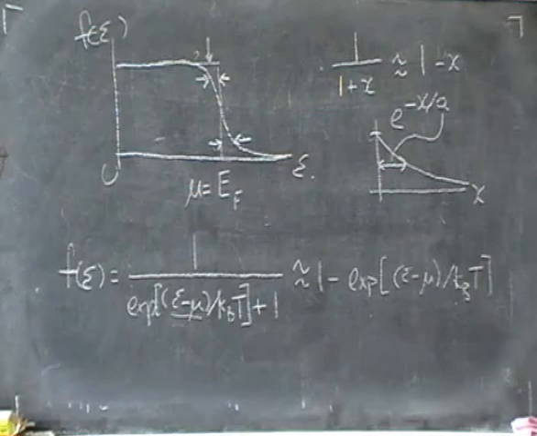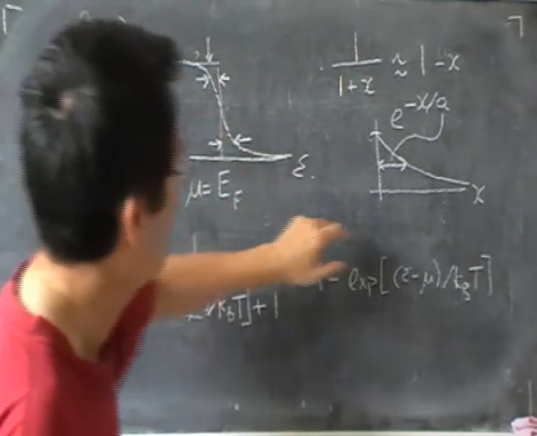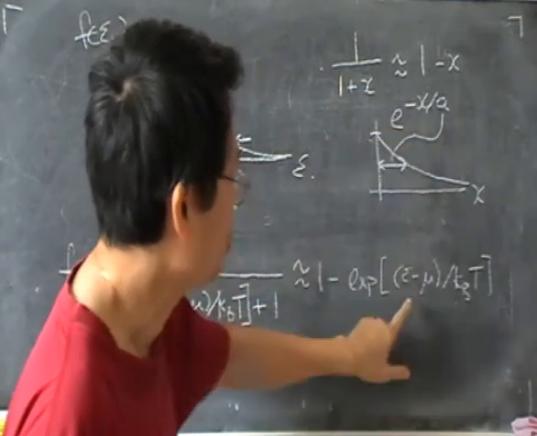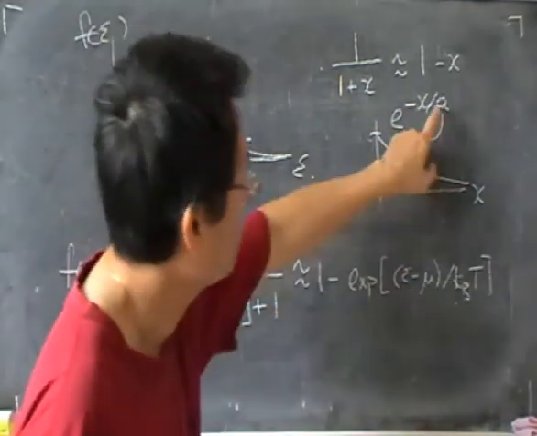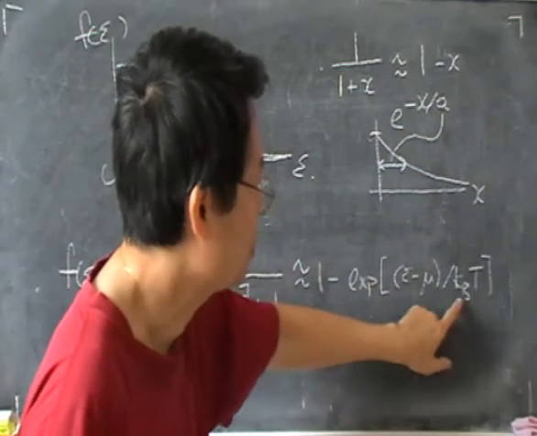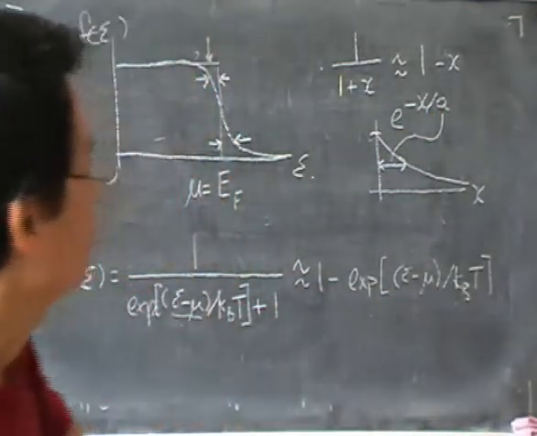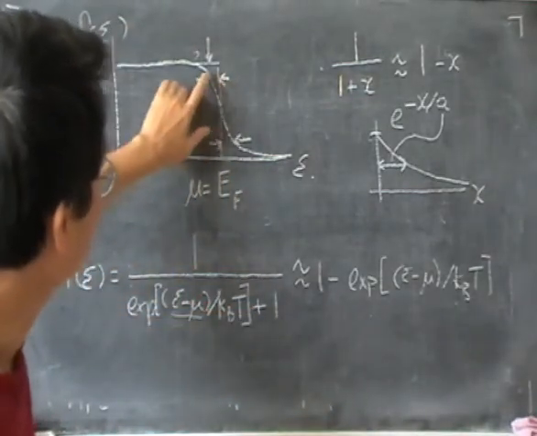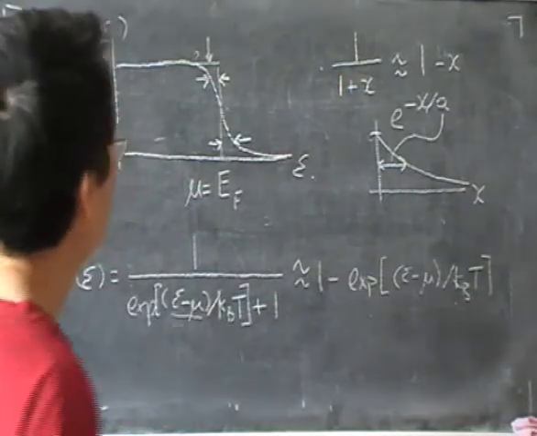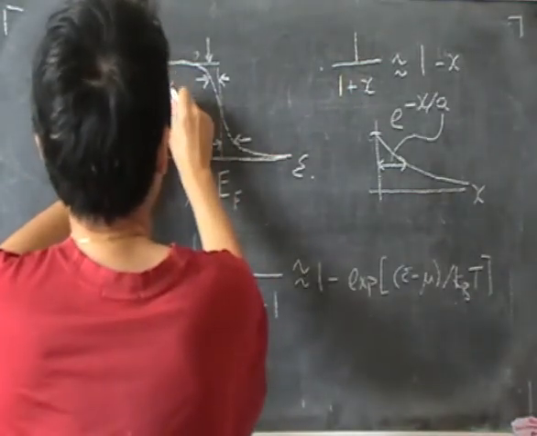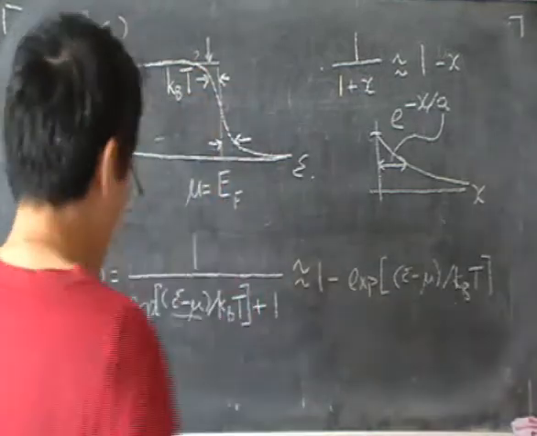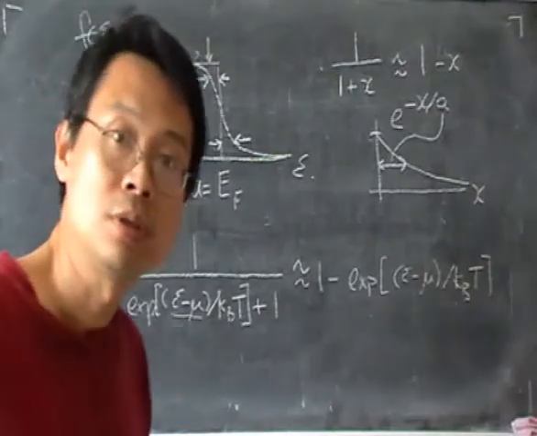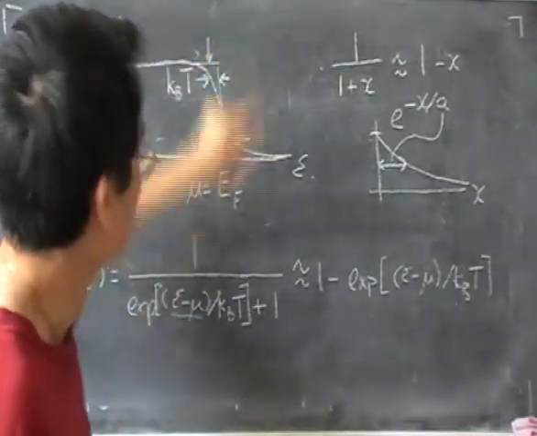And therefore, if you compare these two, the minus x there corresponds to the E minus mu. Therefore, the a there corresponds to k_B T. So this immediately tells us that the width of this part of the curve is approximately k_B T. And now we have an expression for the range of energy from which electrons are excited.